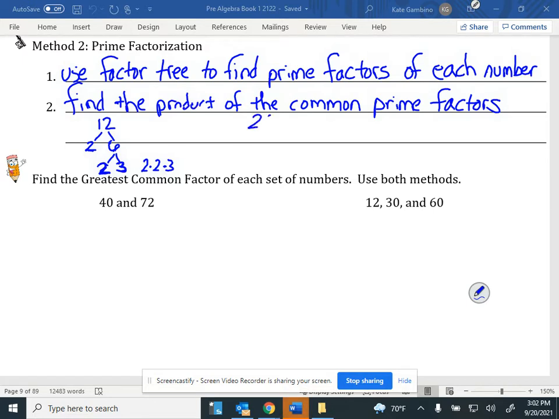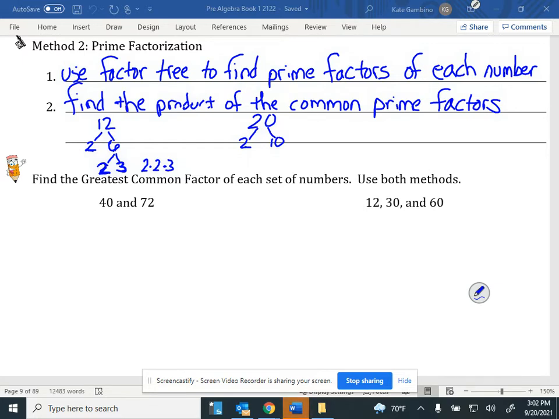Just going to move that over so we have room. Again, I like to start with the 2. You can start with any factor pair that you want to start with. You could start with 4 and 5. Like I said, I like to start with my 2s. So I have my 2 and my 10.